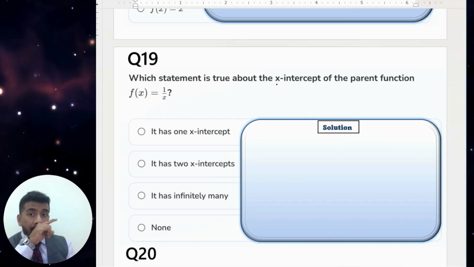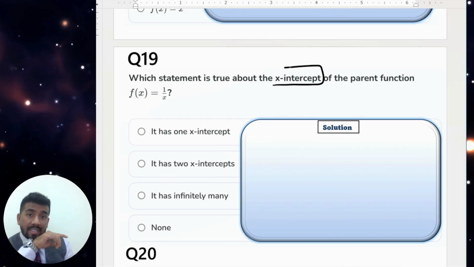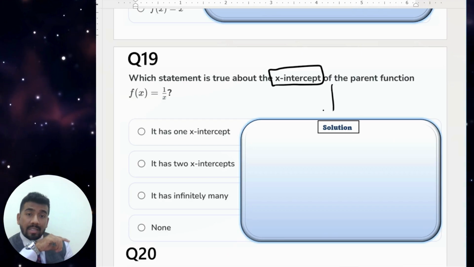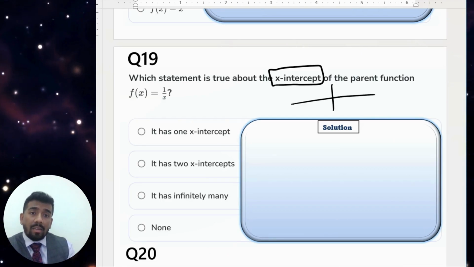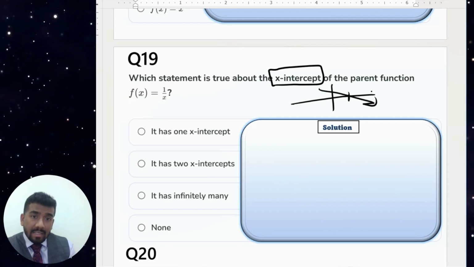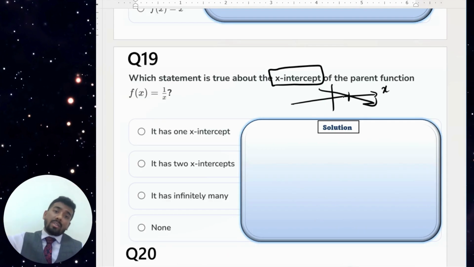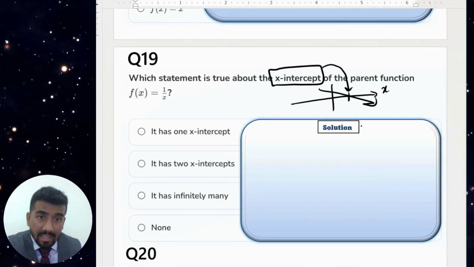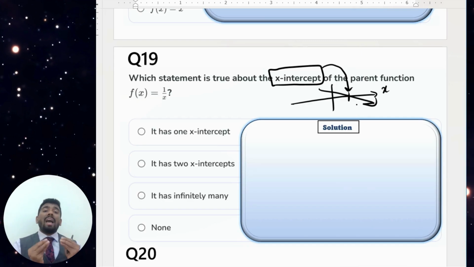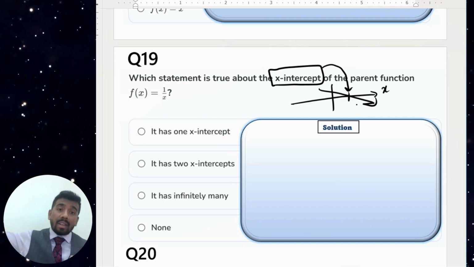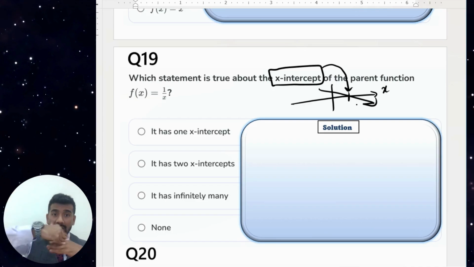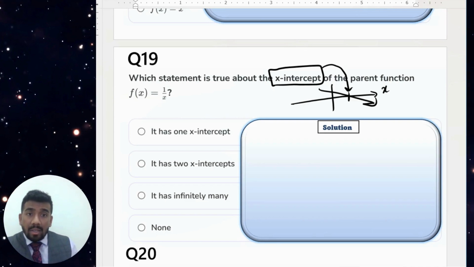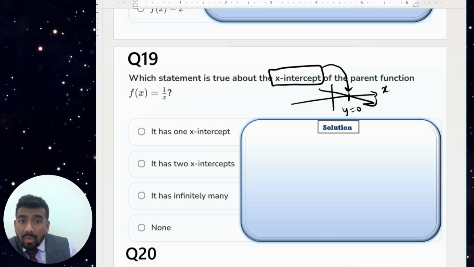Okay. Now I'll give you a hint. If it touches the x-intercept, what is the x-intercept? Means a graph where it cuts the x. This is your x, and this is the graph where it cuts the x. So this is called the x-intercept. Okay. So any graph to have an x-intercept means the graph should cut the x-axis, and at this point the y should be zero.